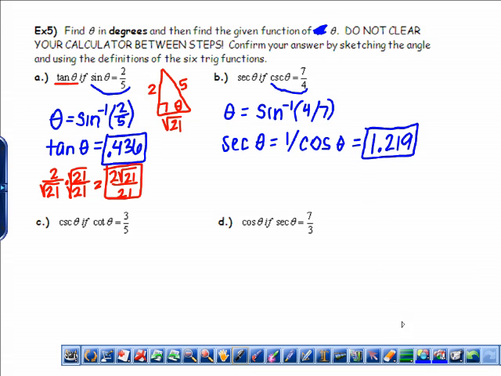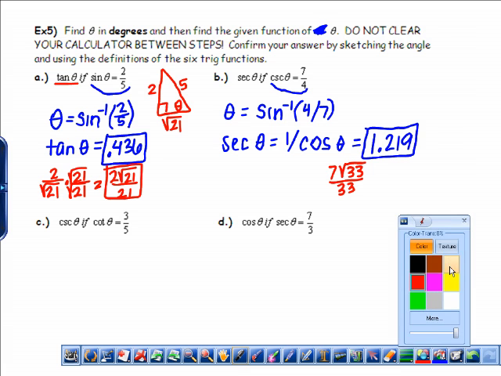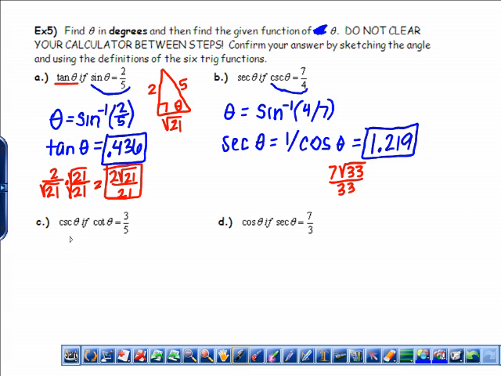Alright, just to make sure, if you want to get extra practice confirming these all with a triangle, I'm going to go ahead and give you the exact answer you should come up with, and that is 7 root 33 over 33. Okay, and you can do that on your own for extra practice if you'd like. Okay, let's move on to example C, and let's start with what they give us. Cotangent theta equals 3/5. At this point, if you think you can do this one on your own, pause it and try it, and then watch my solution.